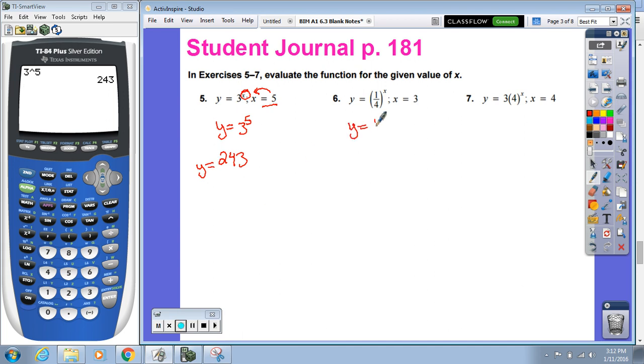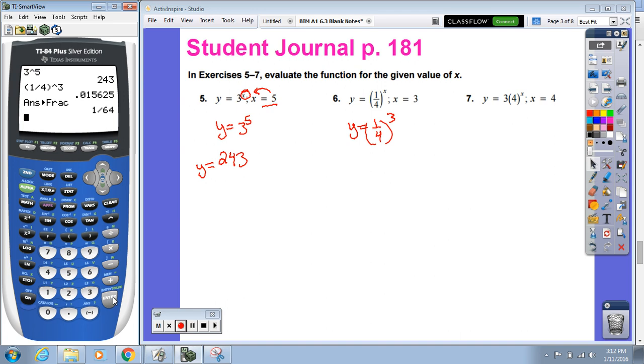So we would say, okay, y equals 243 when x equals 5. Here we do the same thing. We're going to have 1/4, and we're going to plug in 3 because x is 3. So once again, we go over to our calculator. Now I'm going to put 1/4 in parentheses, so 1 divided by 4. Then I'm going to use the caret button to the 3rd power. I hit enter, and I can go ahead and do math fraction to see what that comes out as a fraction. And it comes out to be 1/64.